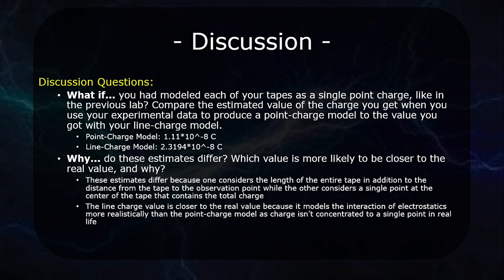And why do these estimates differ? Which value is more likely to be closer to the real value and why? These estimates differ because one considers the length of the entire tape in addition to the distance from the tape to the observation point, while the other only considers the single point at the center of the tape that contains the total charge, and it uses that point, the center of the tape, as its distance to the observation point.